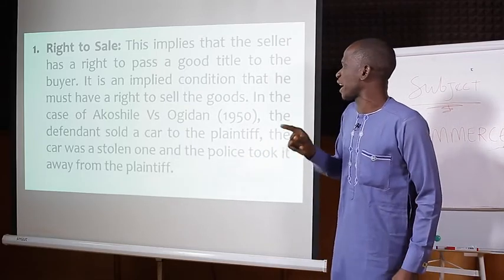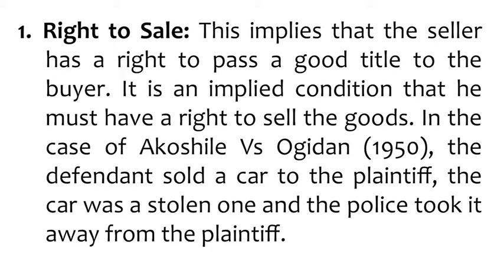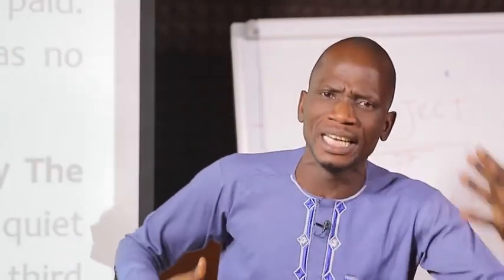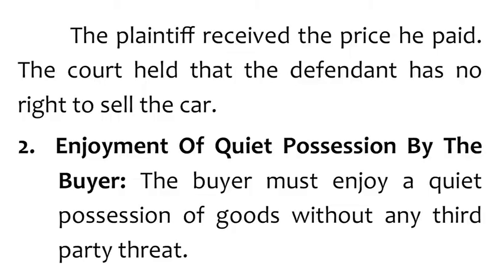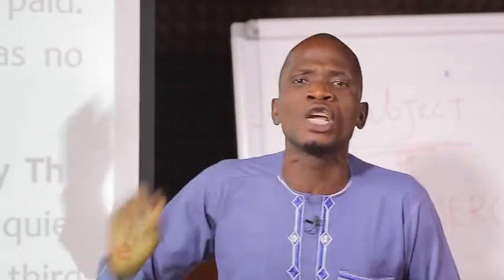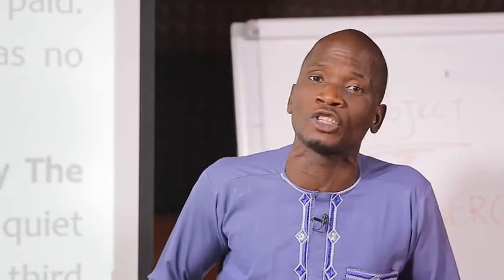Let us look at this very particular example. In the case of Akoshele versus Ogidan, 1950, the defendant sold a car to the plaintiff. The car was a stolen one, and the police took it away from the plaintiff. He stole the car and sold it to the buyer. It means he does not possess this very particular provision, right to sell. The plaintiff had paid the price. The court held that the defendant had no right to sell the car because it was stolen. Therefore, he does not have a right to transfer the title of ownership to the buyer.